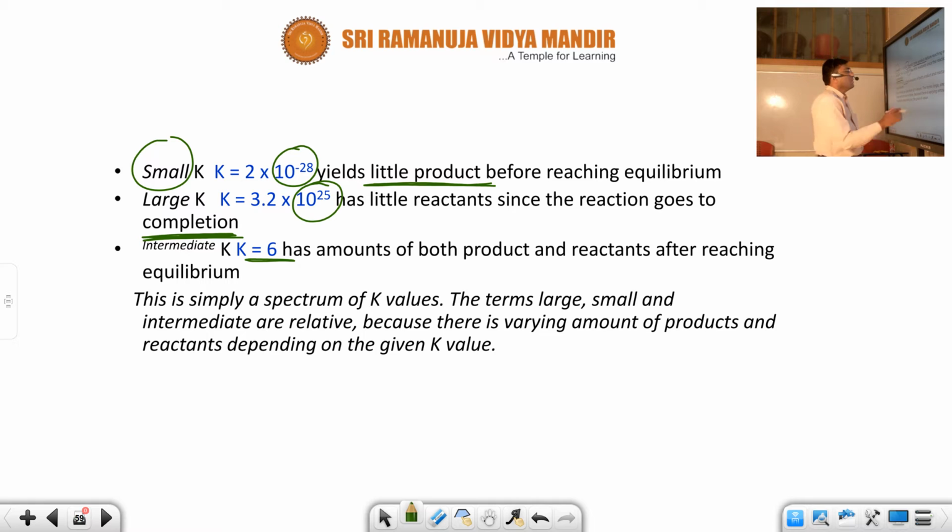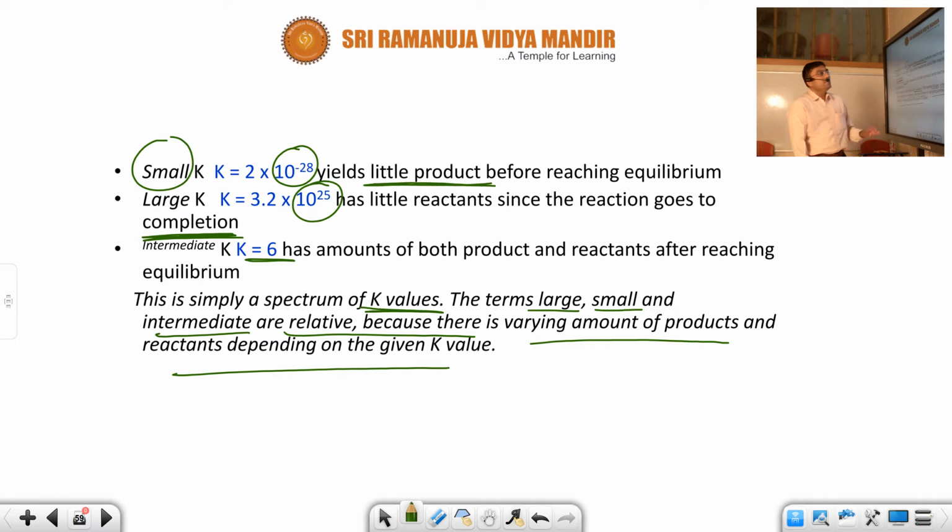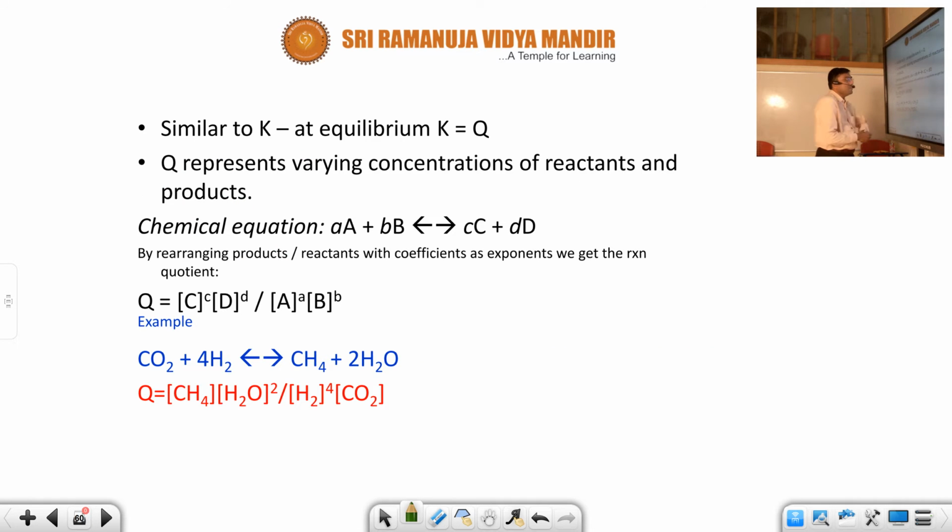So by using K values, whether large, small or intermediate, one can assess the relative formation of the amount of products and reactants. This is wonderful information in the quantitative format, so we can assess it for any equilibrium reaction.